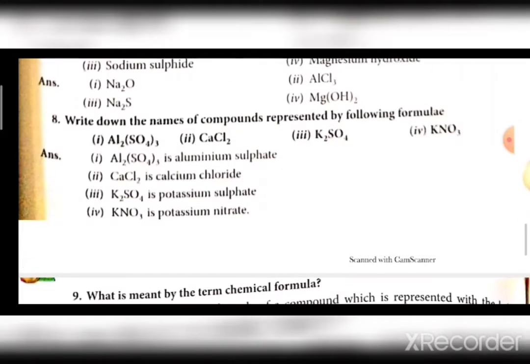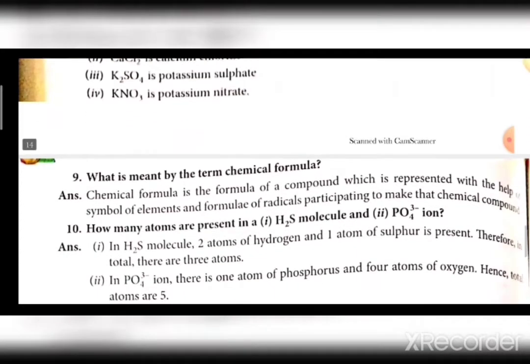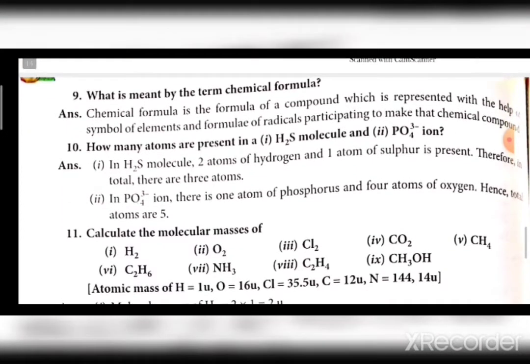Question number 8. Write down the names of the compounds represented by the following formula. So first one is aluminium sulfate, second is calcium chloride, third is potassium sulfate and fourth is potassium nitrate. Question number 9. What is meant by the term chemical formula? So chemical formula is the symbolic representation of the compound or elements.